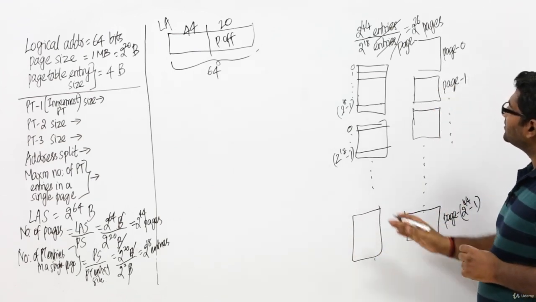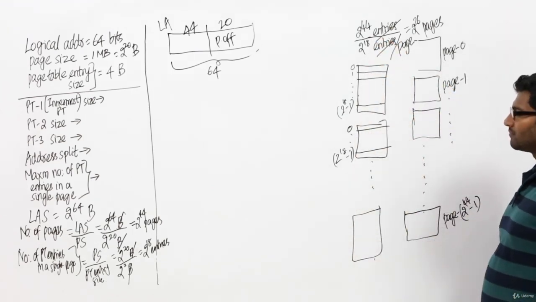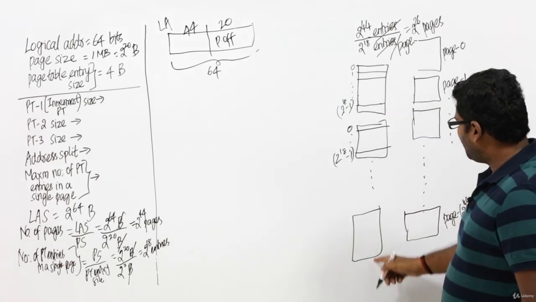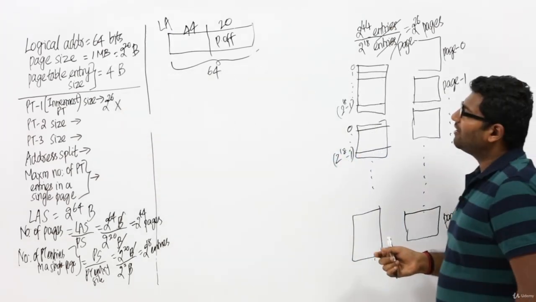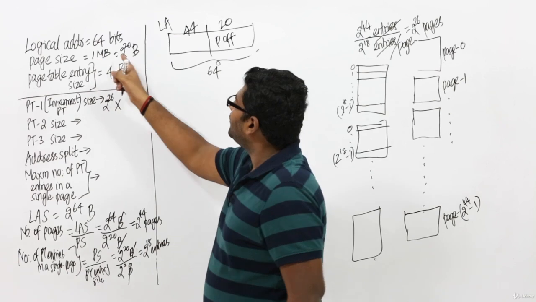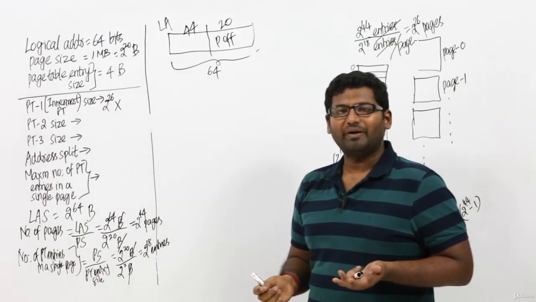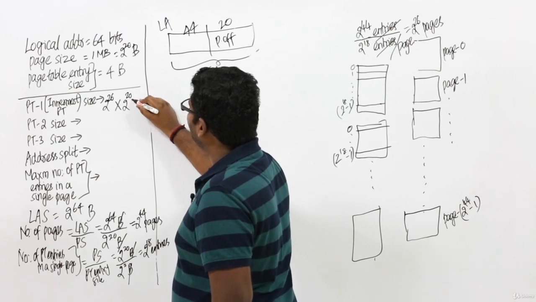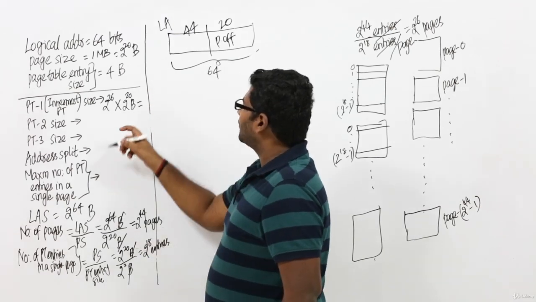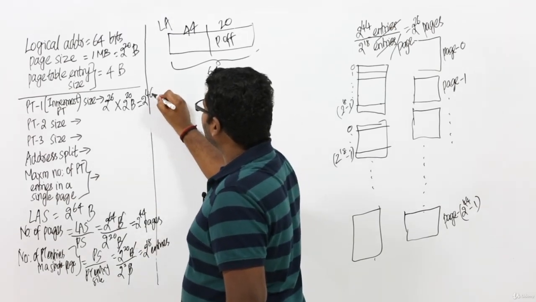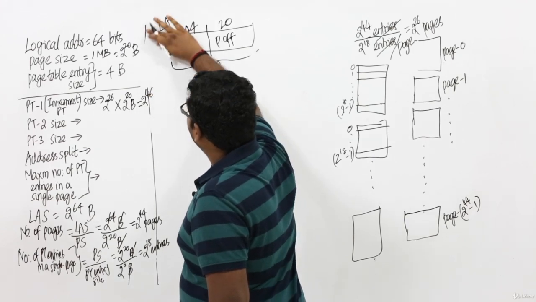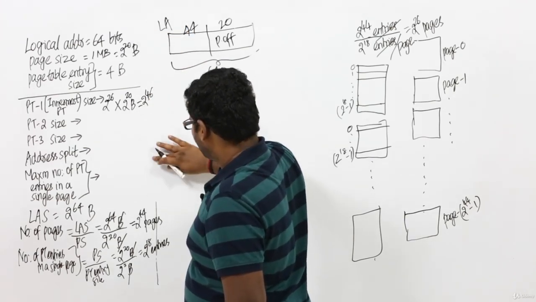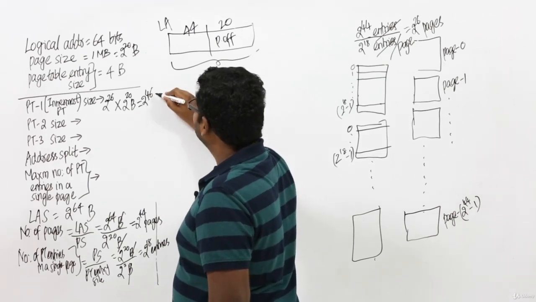Now the question is, what is the total size of this page table? See, we have a total of 2 power 26 pages, right? And every page's total size is nothing but 2 power 20 bytes, right? The size of a single page is 2 power 20 bytes. So 2 power 26 into 2 power 20 bytes, which is nothing but 2 power 46. So I'm going to erase this line because it might disturb you. Fine. 2 power 46 bytes.